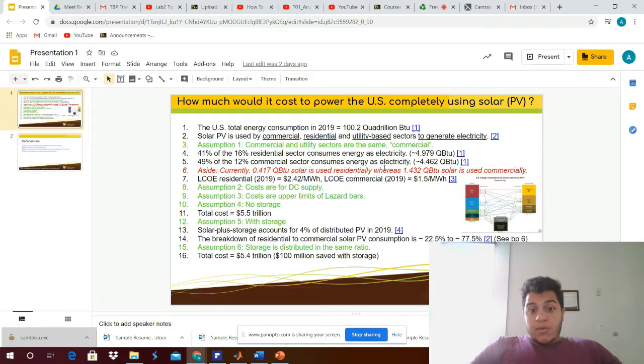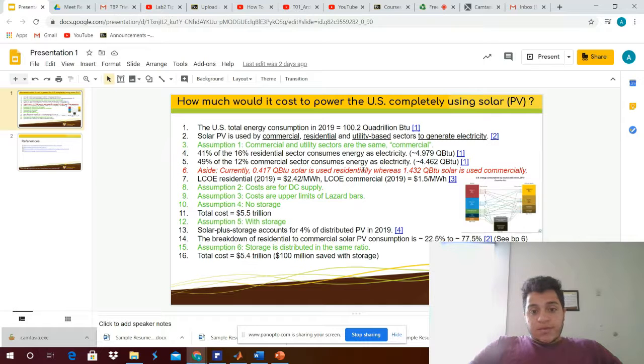Right now, we're only using 0.417 quadrillion BTUs of solar residentially and 1.432 quadrillion BTUs of solar for commercial. So this is just an aside. This is just an interesting fact that I found online.